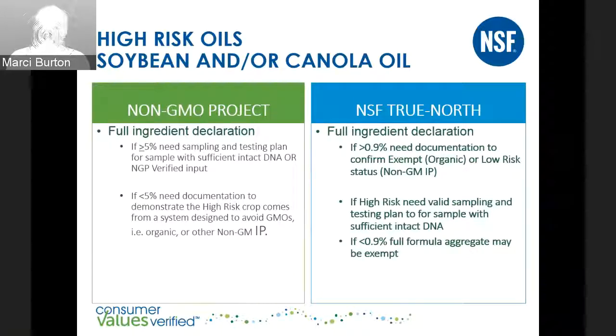And if it's less than 5%, then again, you can get documentation to show it comes from a system designed to avoid GMOs, like an organic certificate or another non-GMO IP program, Eurofins, Genetic ID, SGS supply chain, etc. And for True North, again, if it's greater than 0.9, certified organic or another non-GMO IP. Otherwise, if it's more than 0.9 and not certified, then some options would include sampling or testing, and country of origin determination would be some additional options.